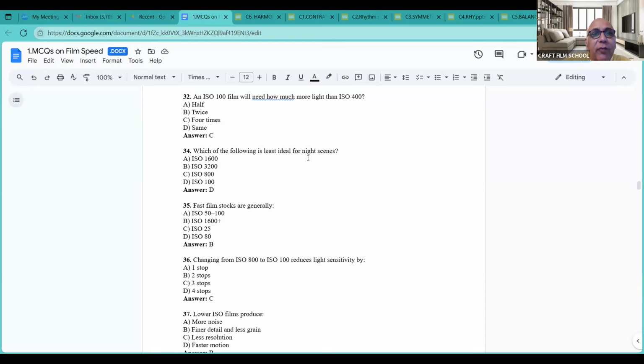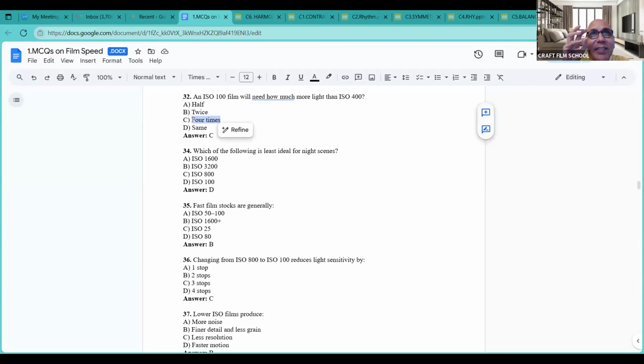An ISO 100 film will need how much more light than ISO 400? Suppose you're shooting inside a studio and you don't have a 400 ASA film, but to get the same exposure, you check the latitude of the stops: 100, 200, 400. So there is a two stop difference there. 100 ASA film is two stops less sensitive than the 400. So the answer is basically 4 times. Why?